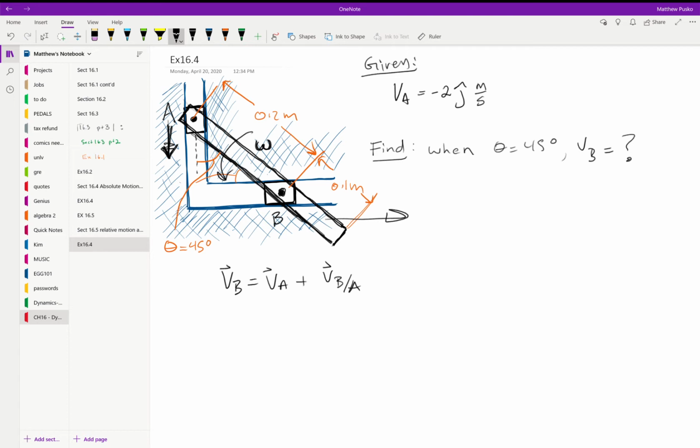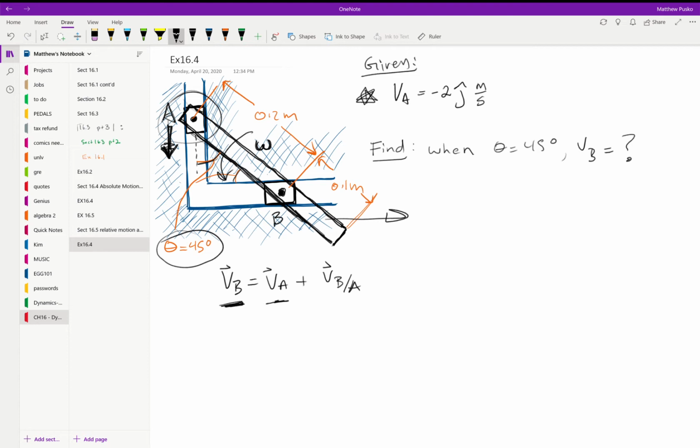And we're going to figure out, if we know that the velocity of A is a negative 2 meters per second in the J direction, so the collar up here at A is moving down, whenever these angles right here get to 45 degrees, what's the velocity of B? Alright, so we're going to say, what's the velocity of B?